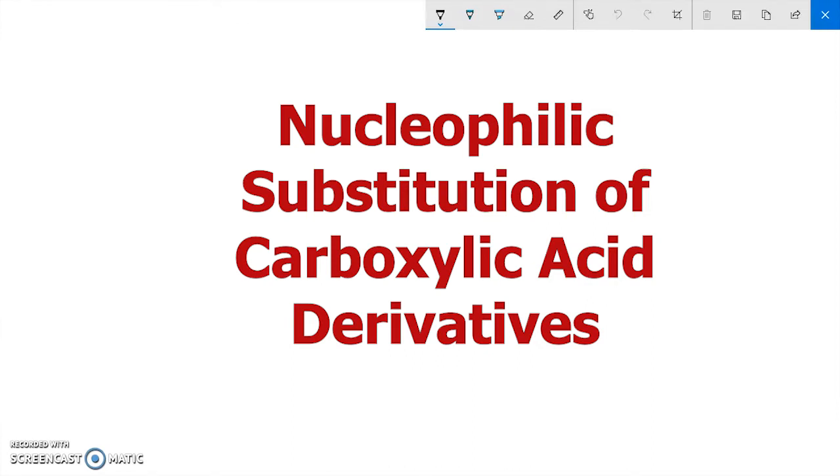In this video, we're going to take a look at the nucleophilic substitution reaction for carboxylic acid derivatives. Since the carboxylic acid derivatives are derived from the carboxylic acid homologous series, they share the same common reaction. In this case, it's the nucleophilic substitution reaction.